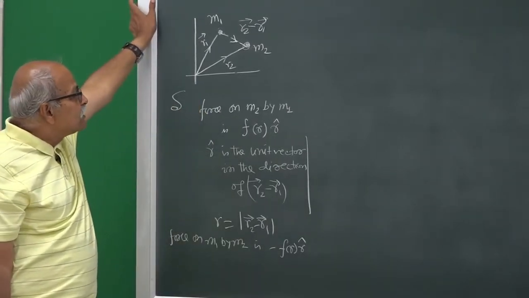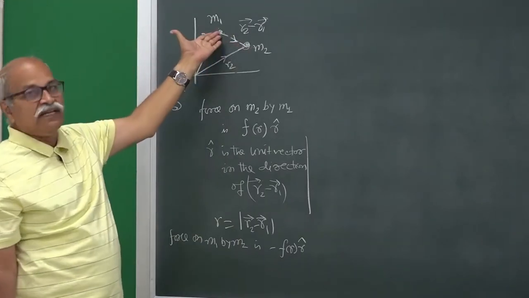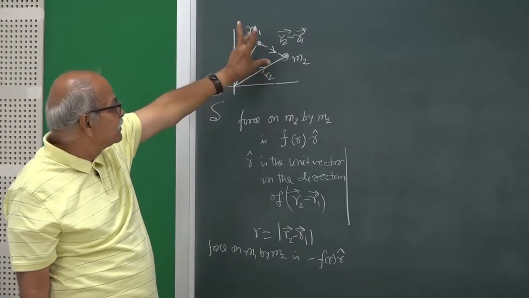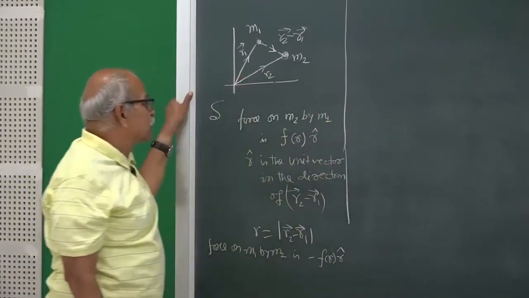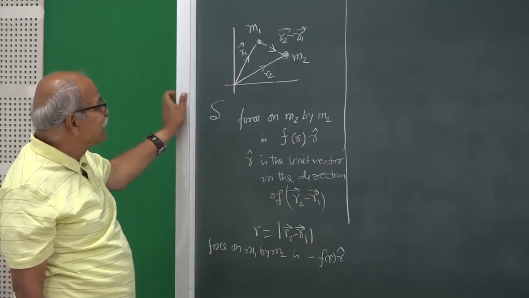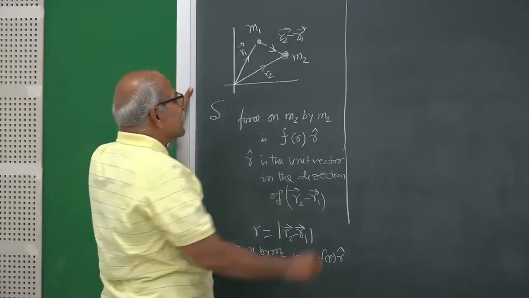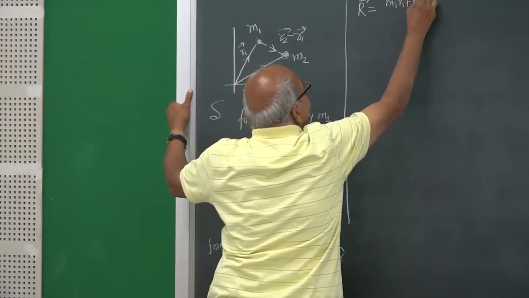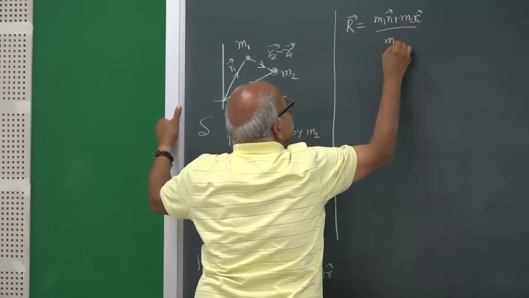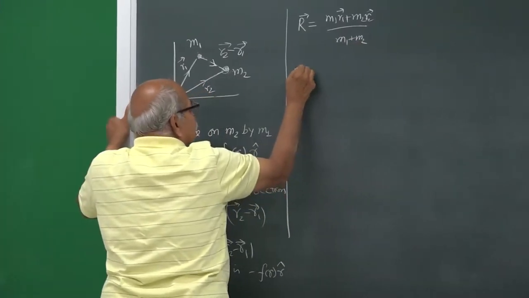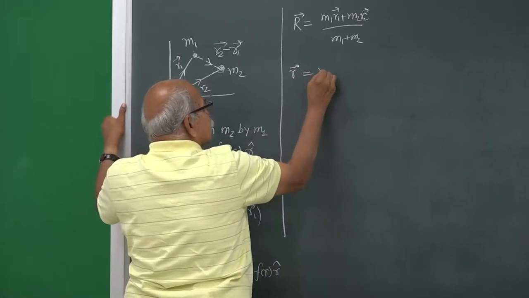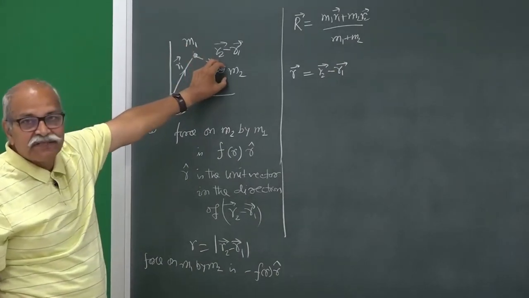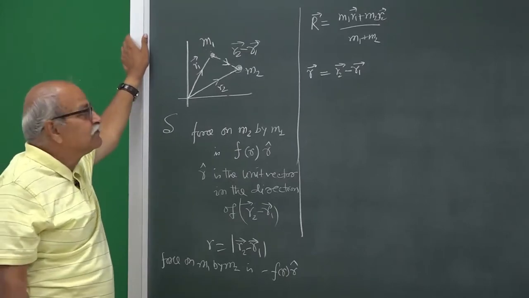So how do we discuss the motion of m2 and of m1, because it is a two body problem? Both are moving, both are accelerating, and therefore, to consider that motion, we change variables, because we are interested in the motion of m2 as seen from m1. So we change our variables. We define R as the center of mass, m1 r1 plus m2 r2 divided by m1 plus m2, and the other one is this r. This r we define as r2 minus r1, as if my origin is here and I am writing the position vector of this with respect to this origin. So we define these two.